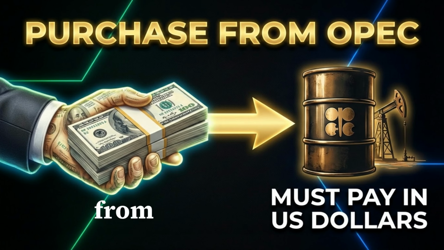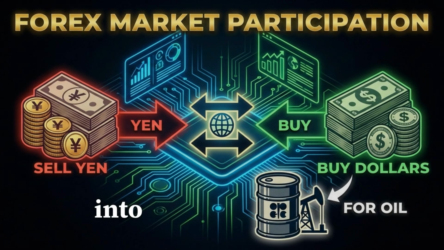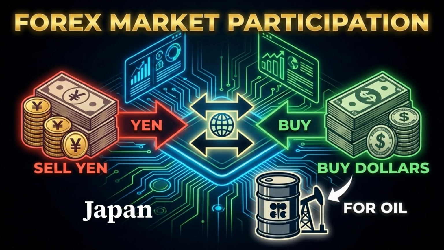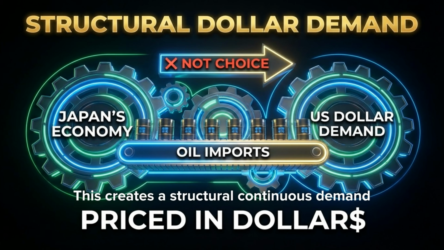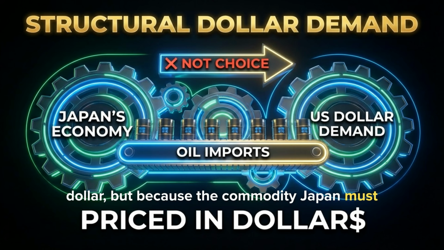To purchase that oil from major OPEC producers, Japan needs to pay in US dollars. Japan's domestic currency is the yen. Japan's government collects taxes in yen. Japan's businesses earn revenues predominantly in yen. To convert yen into the dollars required to purchase oil, Japan must participate in foreign exchange markets, selling yen and buying dollars. This creates a structural, continuous demand for US dollars from the Japanese economy, not because Japan has chosen to favor the dollar, but because the commodity Japan must import to run its economy is priced in dollars.